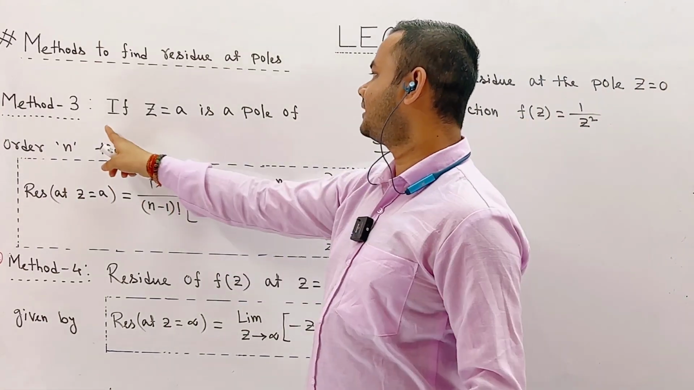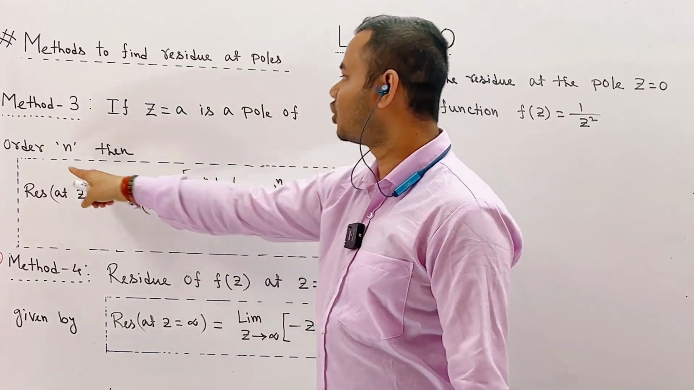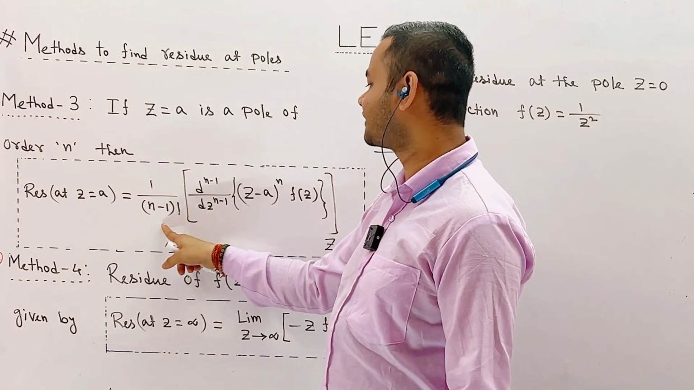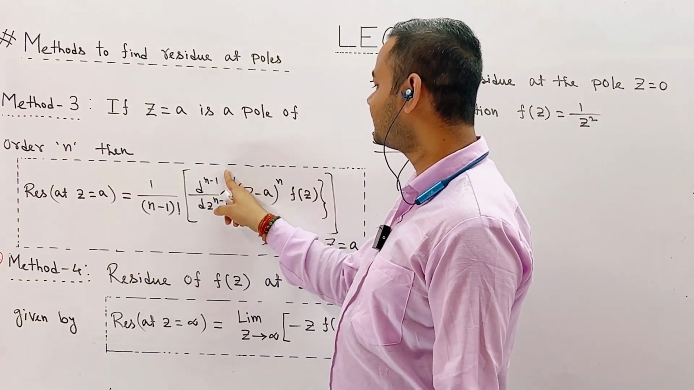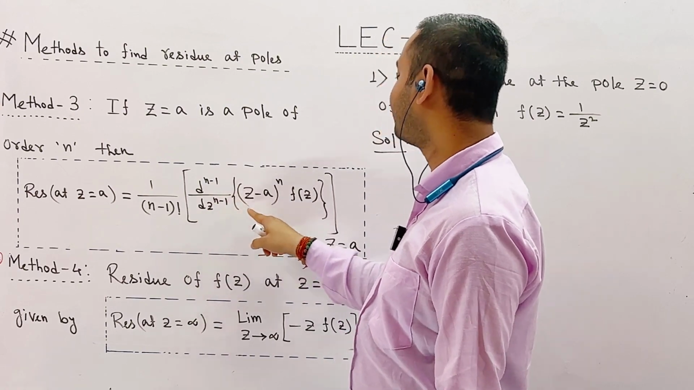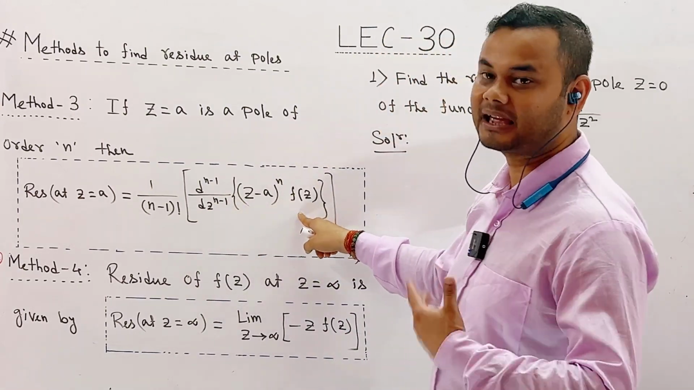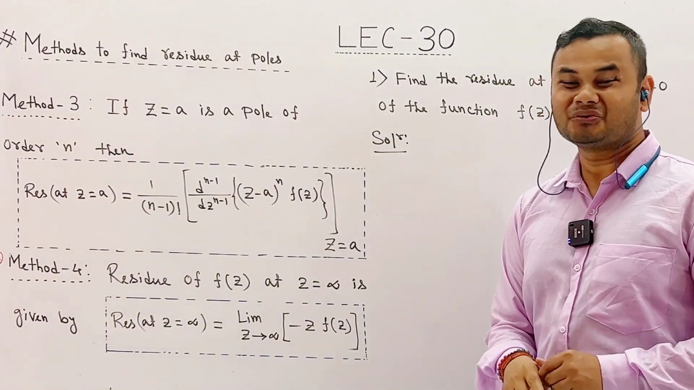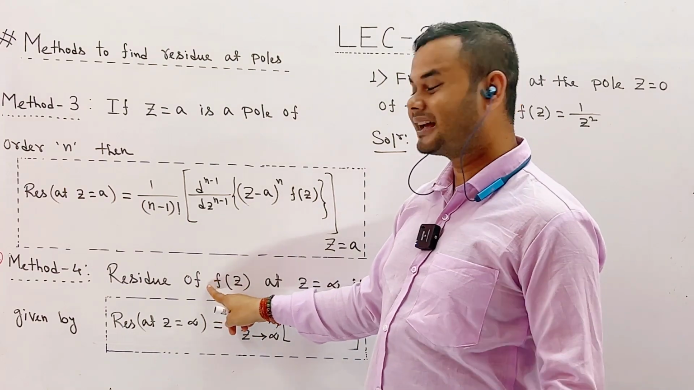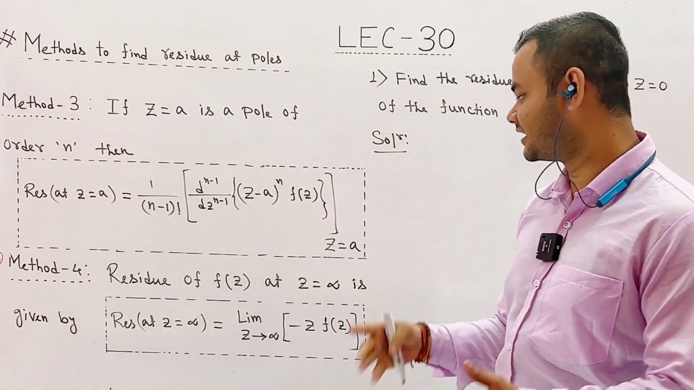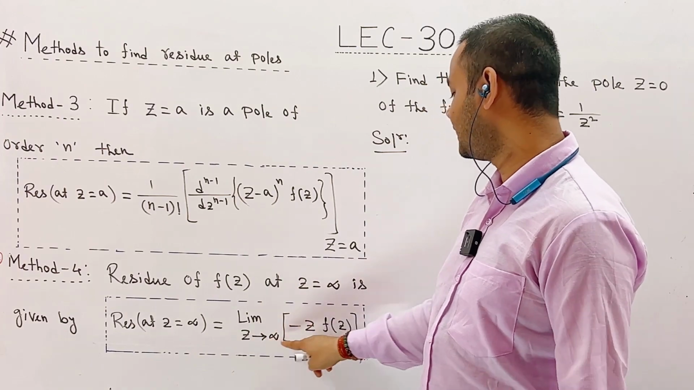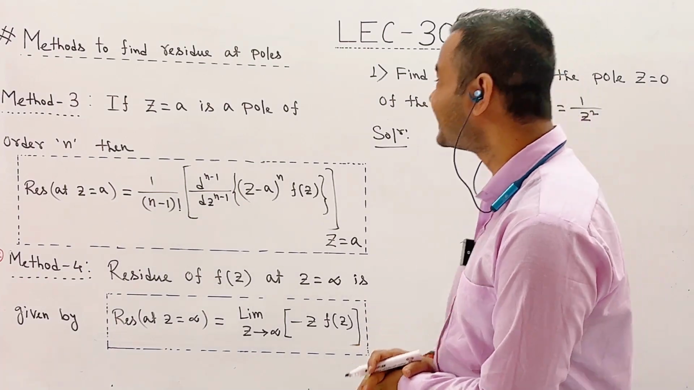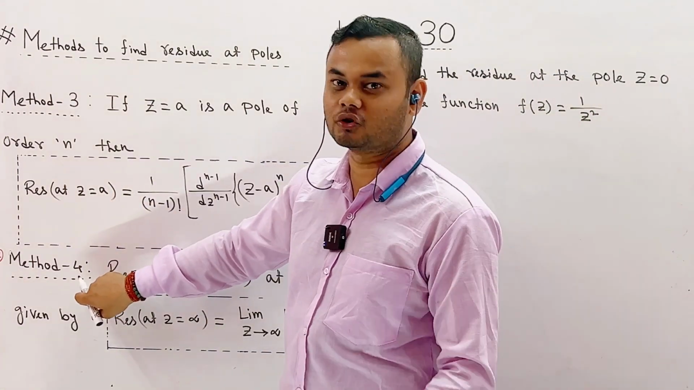According to method number 3, if z equal to a is a pole of order n, then residue at z equal to a is given by 1 by (n minus 1) factorial into d to the power n minus 1 divided by dz to the power n minus 1 of (z minus a) whole to the power n into f of z, at z equal to a. Next, method number 4. According to this method, residue of complex function f of z at z equal to infinity is given by limit z tends to infinity of minus z into f of z. Now, let me solve some numerical problems to understand method number 3 and method number 4 properly.